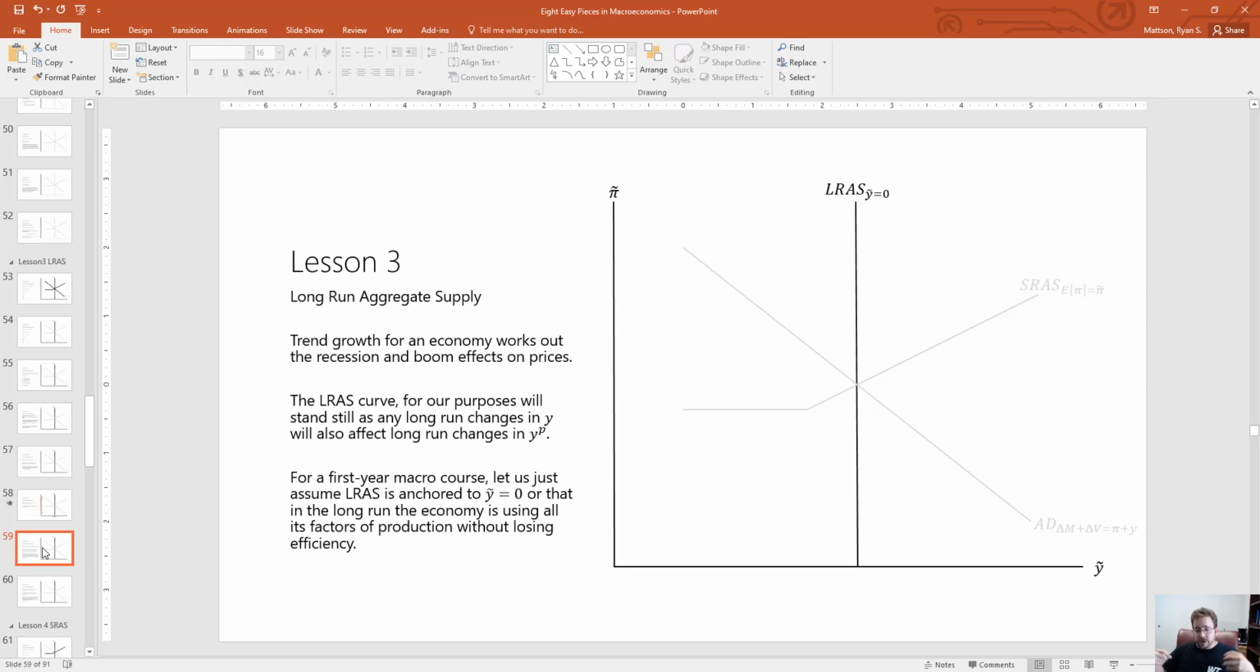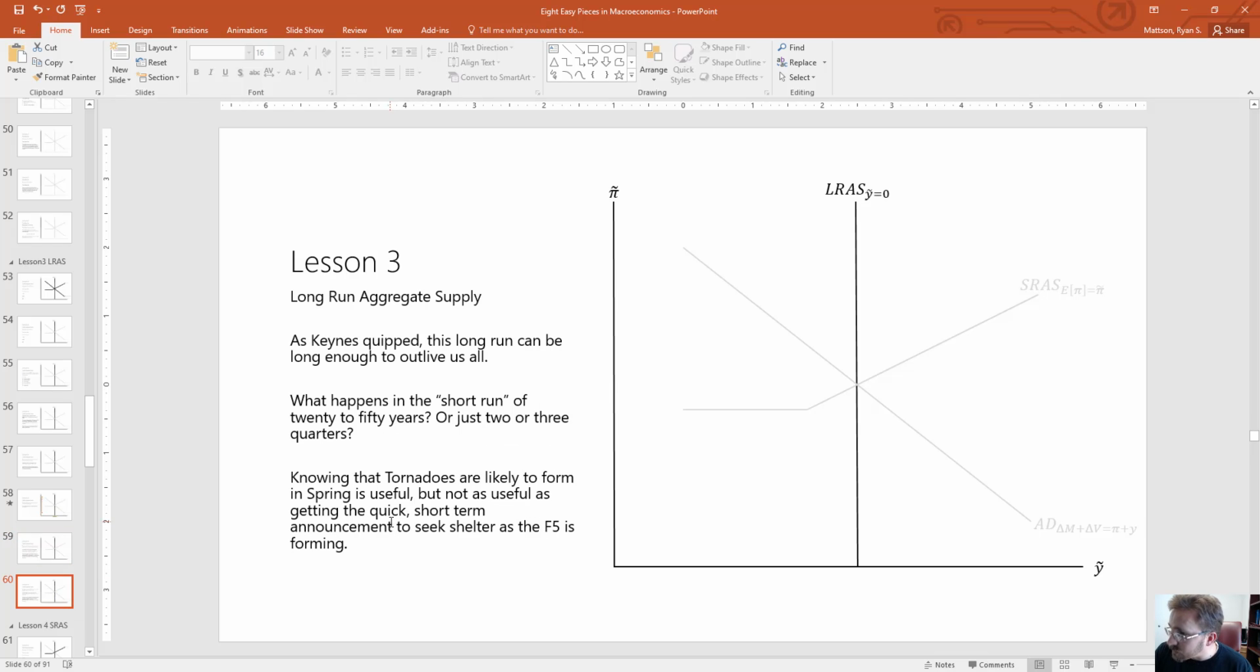What we're doing is we are anchoring that fundamental long-run supply curve to zero and showing how recessions and booms, or contractions and expansions, move around that point. And so that is the goal here. As Keynes quipped, in the long run, we're all dead. So what does that matter? But what happens in the short run, quote unquote short run, of the 20 to 50 years that we live in, or even just 2 to 3 quarters?